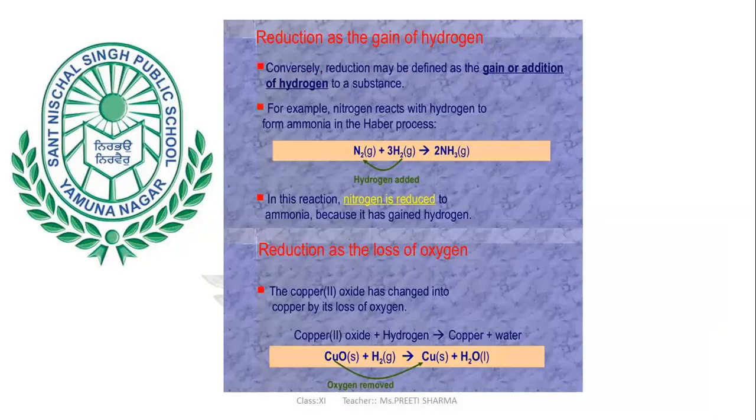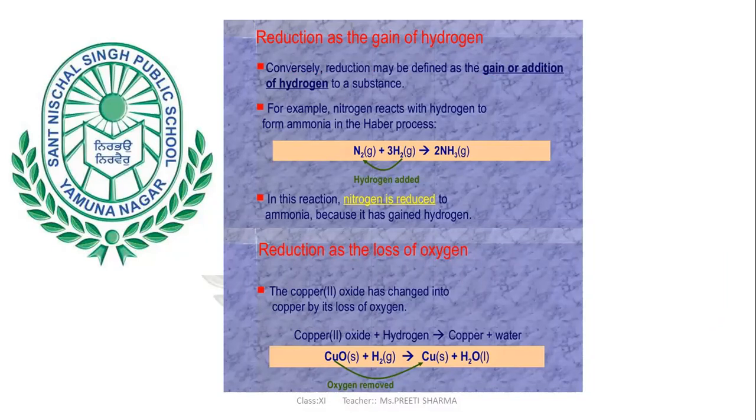Now, reduction as the gain of hydrogen. We'll deal with reduction. First of all, I'm taking the classical concept. Now, we know that reduction means addition of hydrogen or removal of oxygen. I'll take an example to make you understand. Reduction may be defined as a gain or addition of hydrogen. How? When nitrogen reacts with hydrogen, it forms ammonia. And this is a very famous process known as the Haber process, in which ammonia is manufactured or produced. So here, hydrogen is being added.